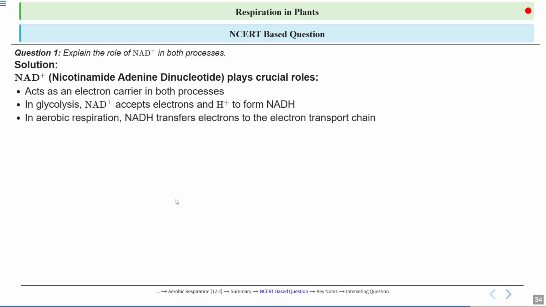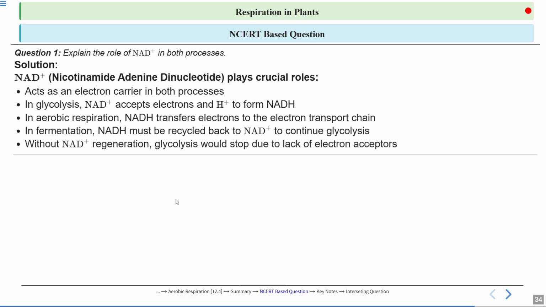What happens in aerobic respiration? NADH then transfers its electrons to the electron transport chain. If we talk about fermentation, NADH must be recycled back to NAD+, so glycolysis can keep going. Without the regeneration of NAD+, glycolysis would stop. Why? Because there would be no electron acceptors left.